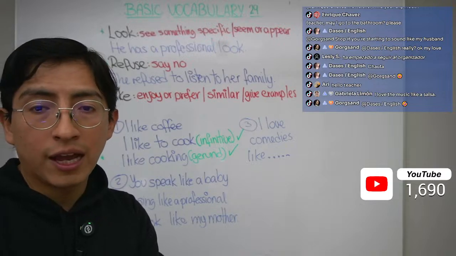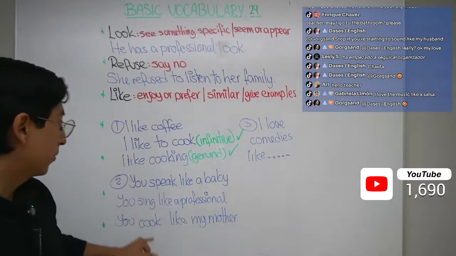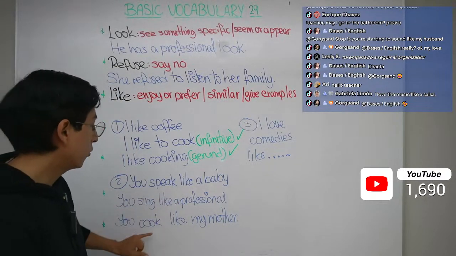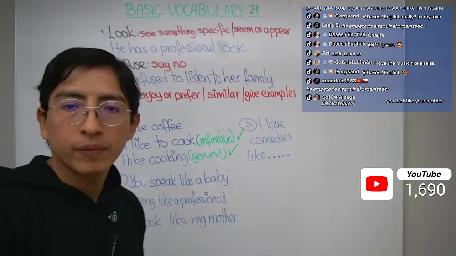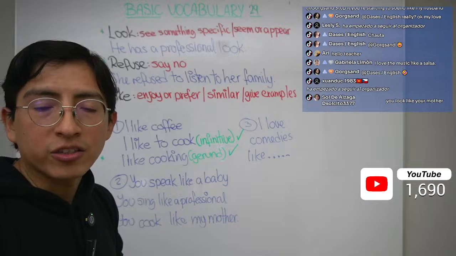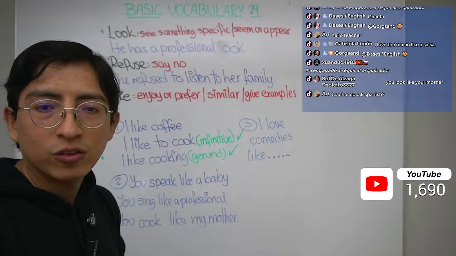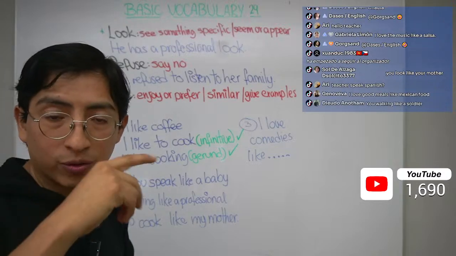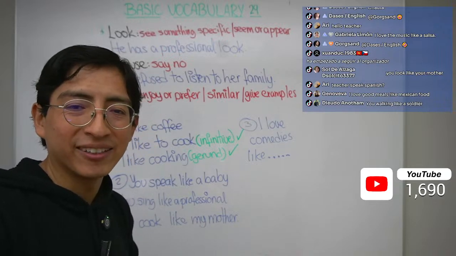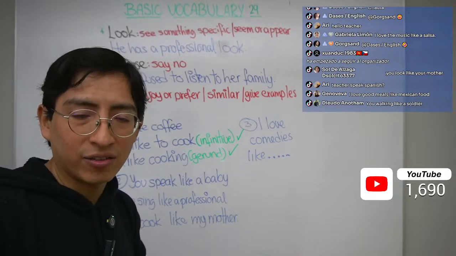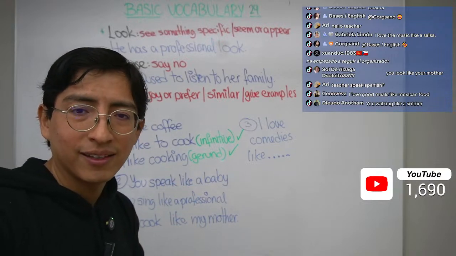You cook like his mother. Yes. Remember, we use the verb: speak like, sing like, cook like. We never use the verb to be. You sound like my crush. Very good. You sing like an angel. Very good, Genoveva. Good example. You sing like an angel. Very good. I like ice cream. I suppose, Moni, you wanted to say that.